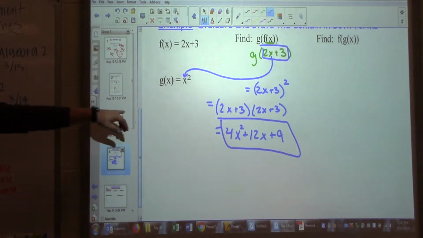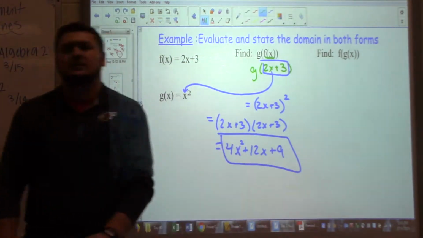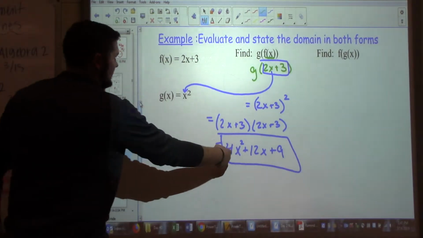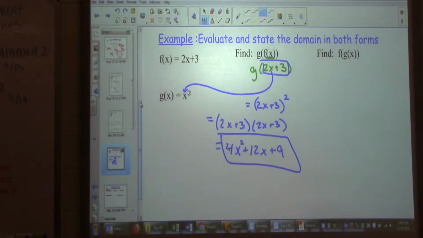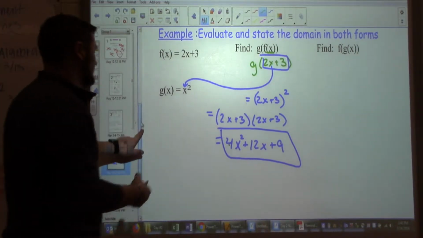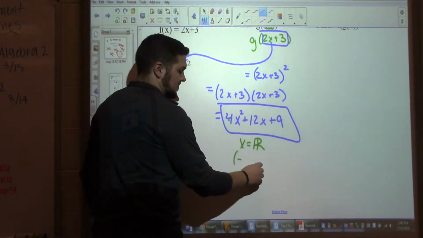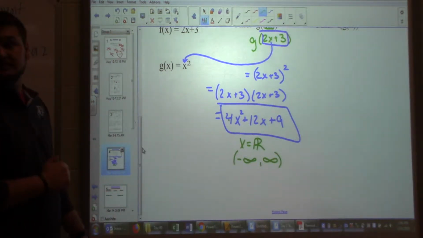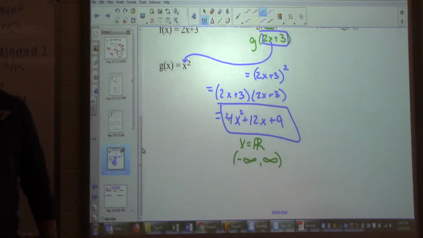Now it asks for the domain. Domain, we learned it yesterday. Looking for radicals, looking for denominators, not only in where we finish, but where we began in g of x or f of x. Do I have radicals or denominators in any of those pieces? No. So my domain, I have no restriction. It's going to be x is in the real number set, and it's going to be negative infinity to positive infinity. Okay? Any questions?